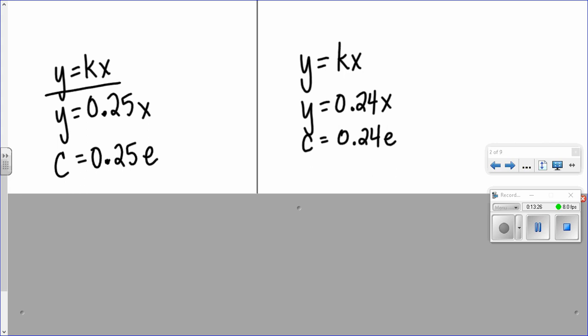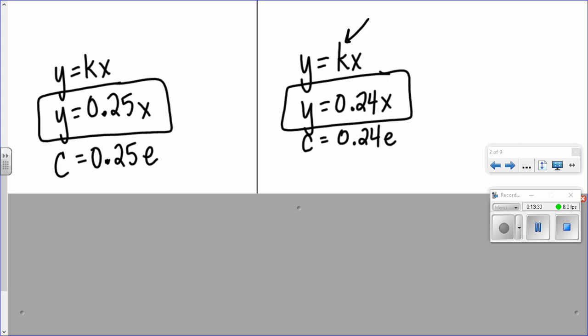This is how you're going to see it most of the time. So make sure that you're getting used to this y equals kx, where k is the constant of proportionality. And that is lesson 9.